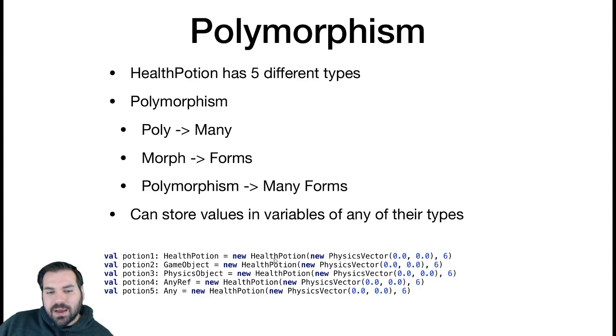It's the fact that an object of a particular type can be stored in a variable of any of its supertypes. That's polymorphism. An object can pretend to be any of its types, any of the types that it inherits. The name polymorphism comes from poly, many, morph, forms. Polymorphism is many forms. A health potion can take on 5 different forms. That's polymorphism. Yeah, you can clip that one, Lemon.